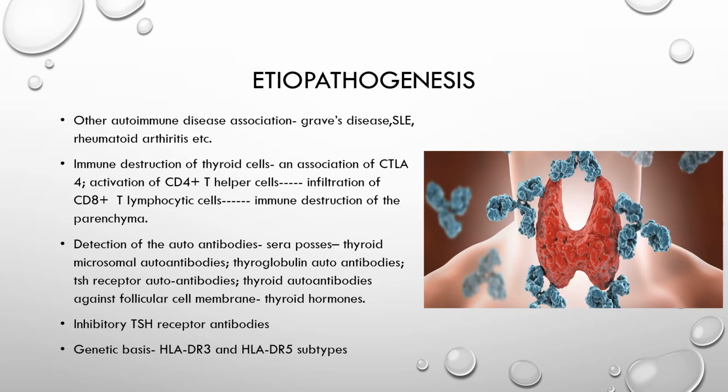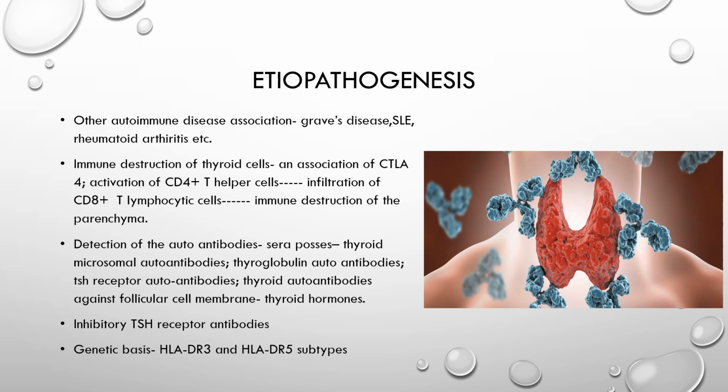When we see the etiopathogenesis, there are five etiopathogenesis basically. One is in association with autoimmune diseases, for example, like Graves' disease, SLE, rheumatoid arthritis, etc. Other is immune destruction of the thyroid cells. It can occur in two ways. One is with the association of CTLA4 and the other is the activation of CD4 plus T helper cells. This causes an infiltration of the CD8 plus T lymphocytic cells which cause immune destruction of the parenchyma.